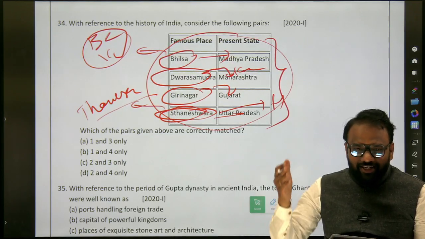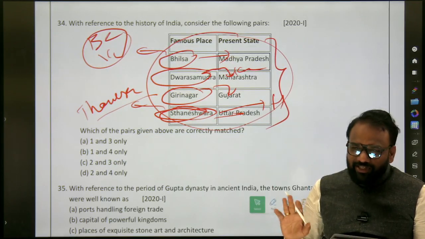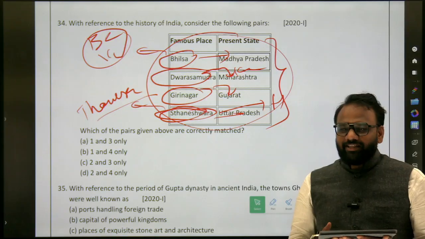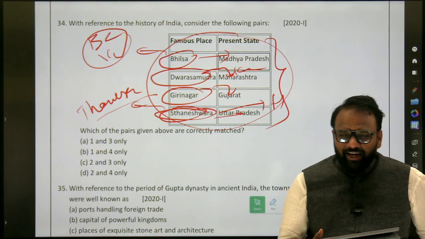Yes, the ancient sites and corresponding modern Indian states. So, what is the list? How many entries are there? Approximately 180 entries are there.